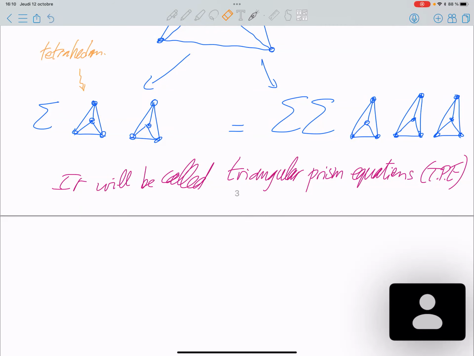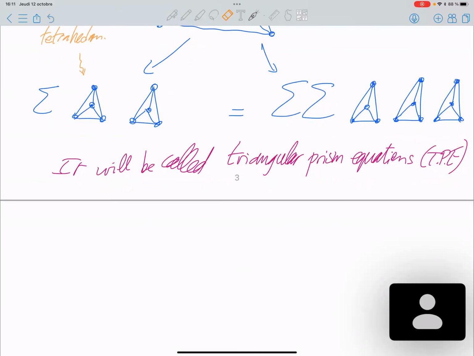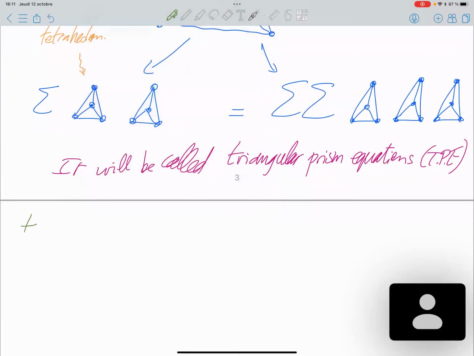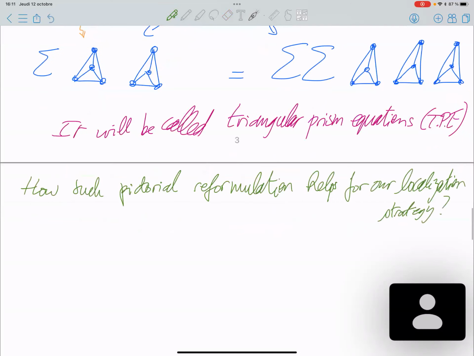Okay, so before explaining the idea of how to prove the triangular prism equation, let me explain how such a pictorial reformulation helps in our localization strategy.